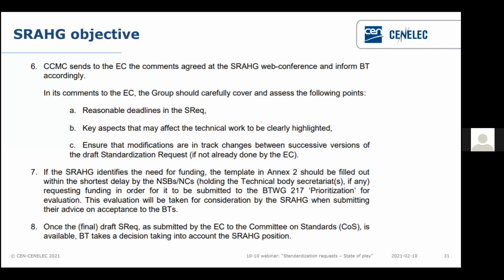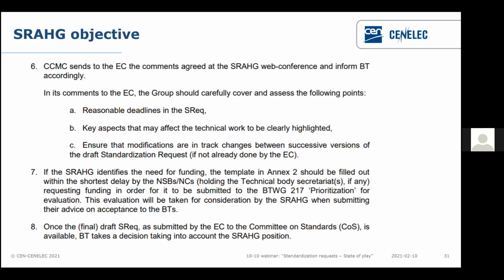What is the objective of the SRAG? It is for the members of the SRAG to understand if the request is feasible from a technical point of view, and if the deadlines are feasible. You will see also in paragraph number 7, if the SRAG identifies the need for funding, this must be clearly identified also. Once the final draft standardization request is available, when the technical boards have to take a decision, they will take into account the SRAG position.